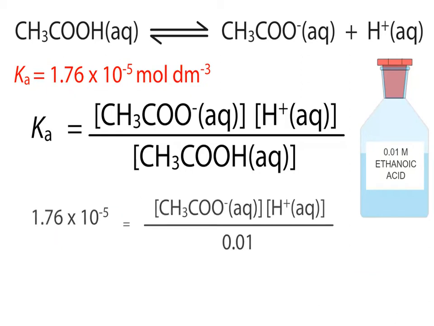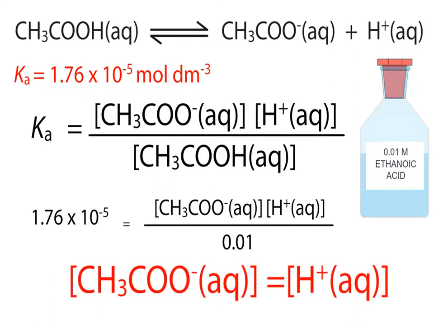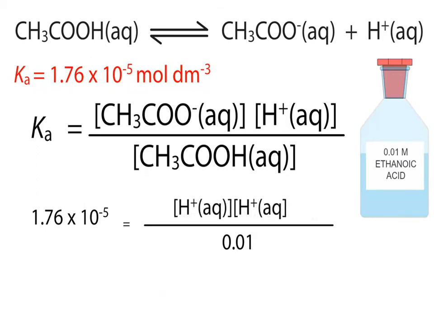Our balanced equation tells us that 1 mole of acid will produce 1 mole of hydrogen ions and 1 mole of ethanoate ions, and so, assuming there are no hydrogen ions from the water itself, the concentration of the hydrogen ions and the concentration of the ethanoate ions are equal, and so the top term in the equation becomes the hydrogen ion concentration squared.